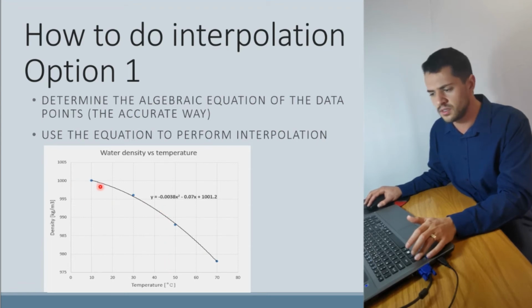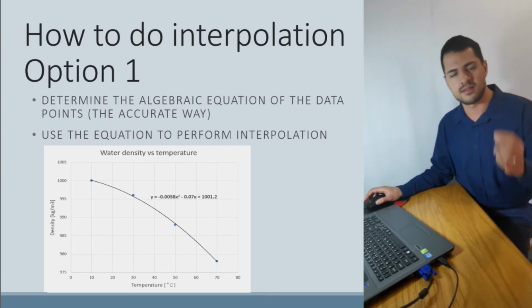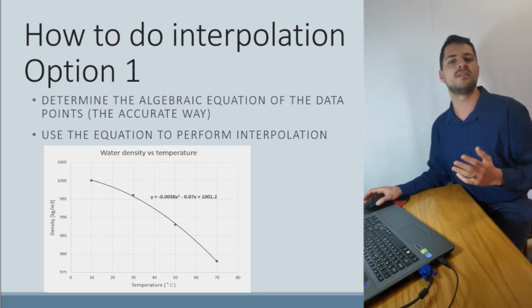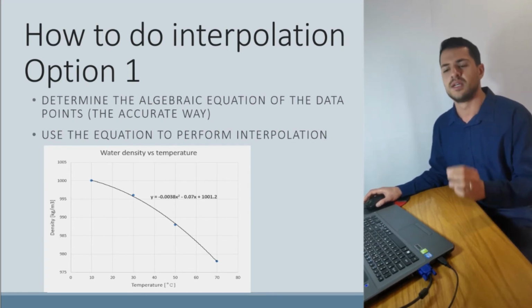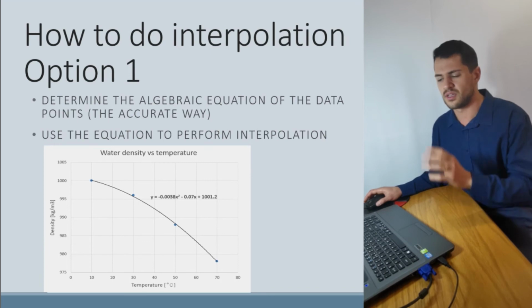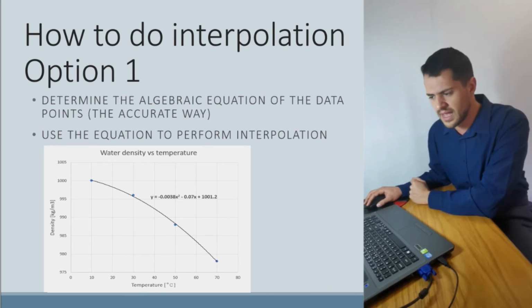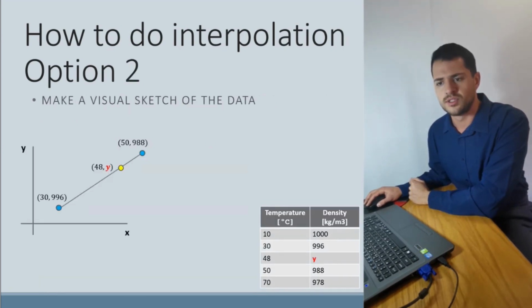You can read it off for any value that you want, and then you can get an exact approximation. However, in a real life scenario, you don't always have the time to go and plot this. And that is where we get to interpolation option number 2. This is to make a quick visual sketch of the data.